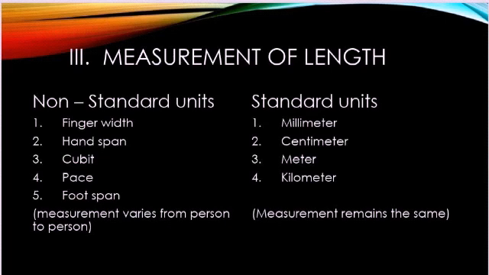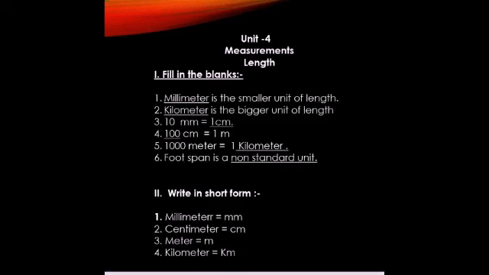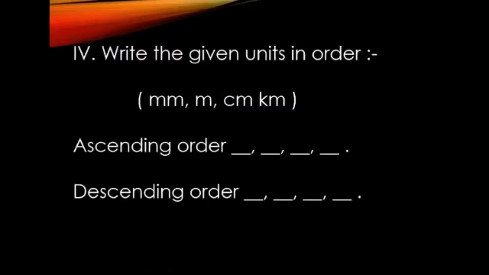In the Roman letter, first we are going to learn fill in the blanks. Second is the short form. In the fill in the blanks, the millimeter is the smaller unit of length and the kilometer is the bigger unit of length. See the video carefully and write the ascending order of millimeter, meter, centimeter and kilometer, and the descending order also you should find out and write. What is ascending order, children? Ascending order is small to big and descending order is big to small.